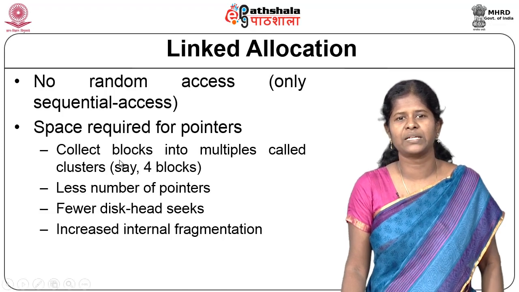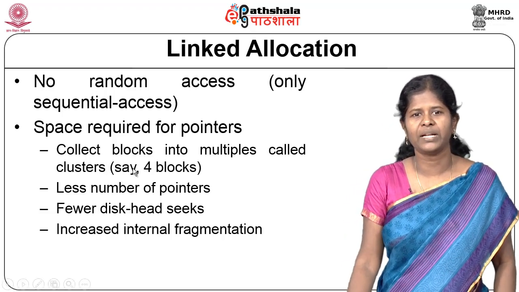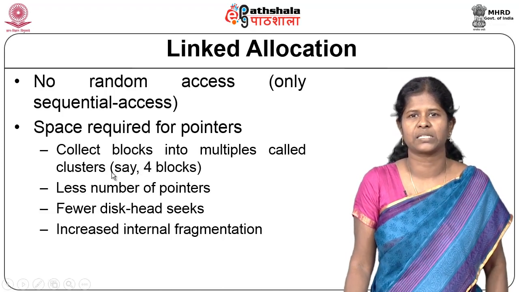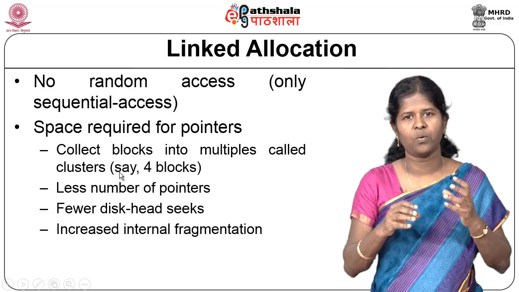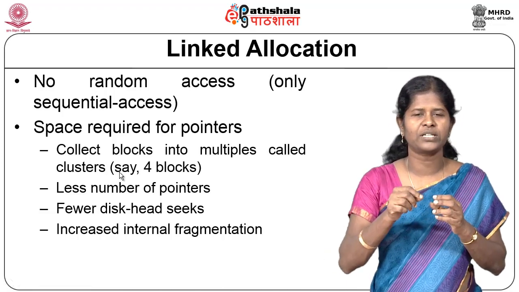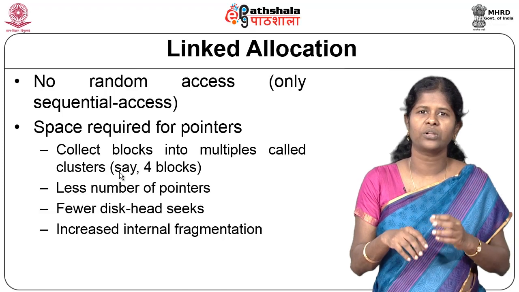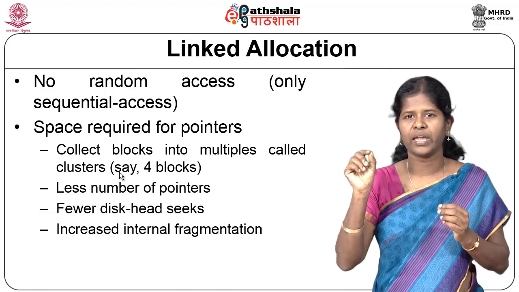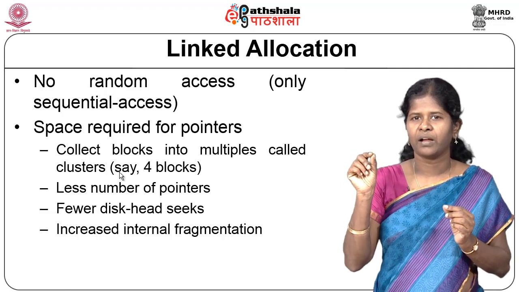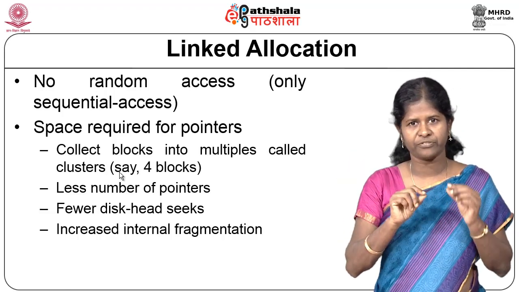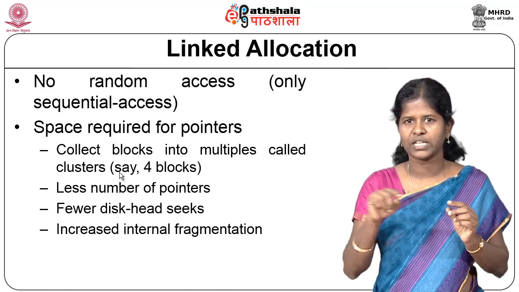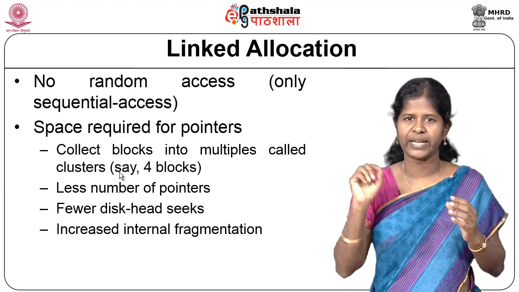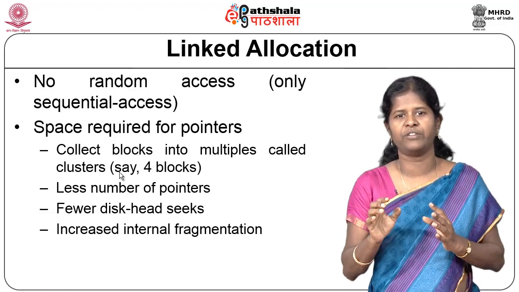So, this occupies space. What can be done is that you can collect these blocks into multiples called clusters. So, rather than having one disk block and then a pointer from there to the next disk block and so on, you can have groups of, say, 4 blocks. From the initial directory entry, it will point to the first disk block, then the first 4 disk blocks in this cluster can be used, and from this cluster you will have a pointer to the next cluster, which again will be 4 disk blocks, and so on.